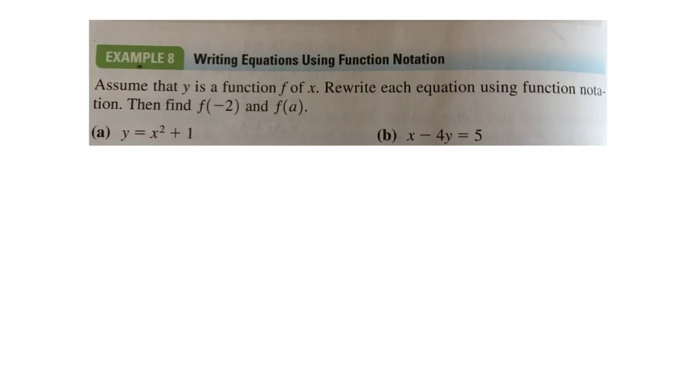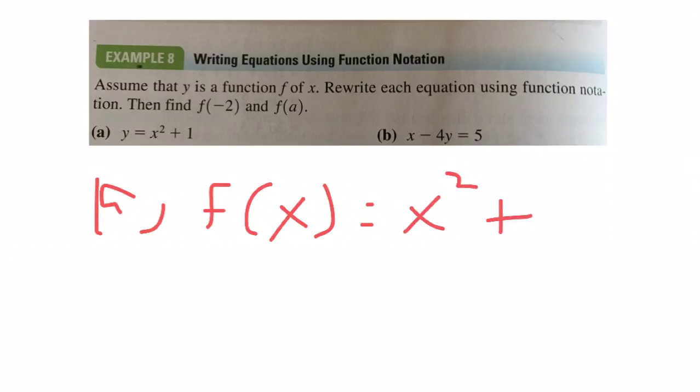So for this example, it says, assume that y is a function f of x. Rewrite each equation using function notation, then find f of negative 2 and f of a. So for part A, since it's already solved for y, you just have to replace y with f of x. So f of x equals x squared plus 1.